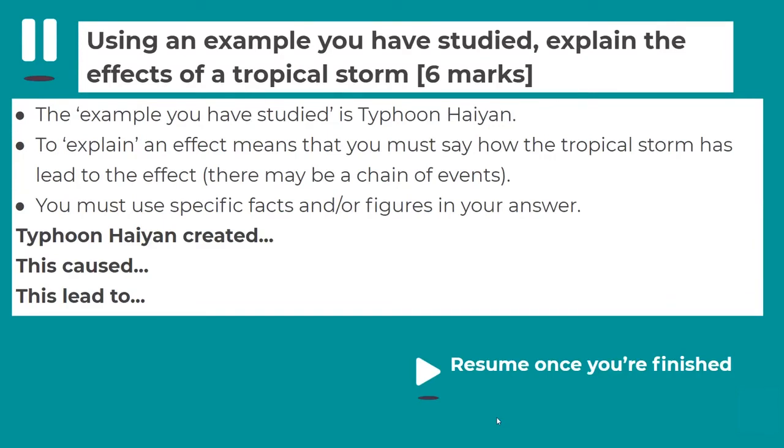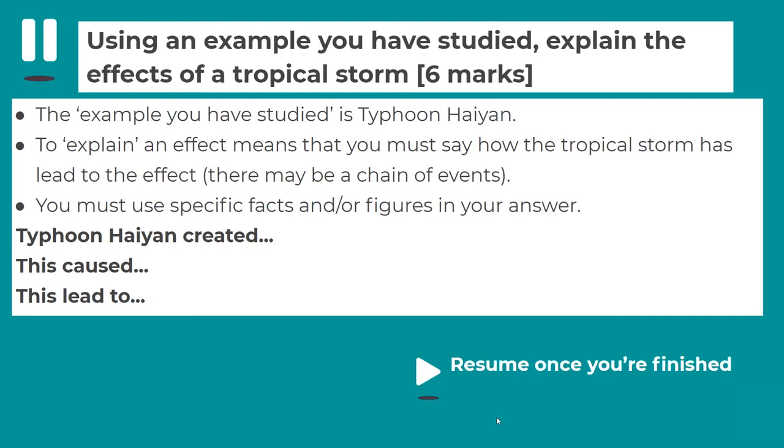So to consolidate our understanding of the effects of Typhoon Haiyan, we're going to have a go at this question. Using an example you've studied, explain the effects of a tropical storm, 6 marks. So let's think about what would need to be included in our answer. The example you've studied is Typhoon Haiyan.